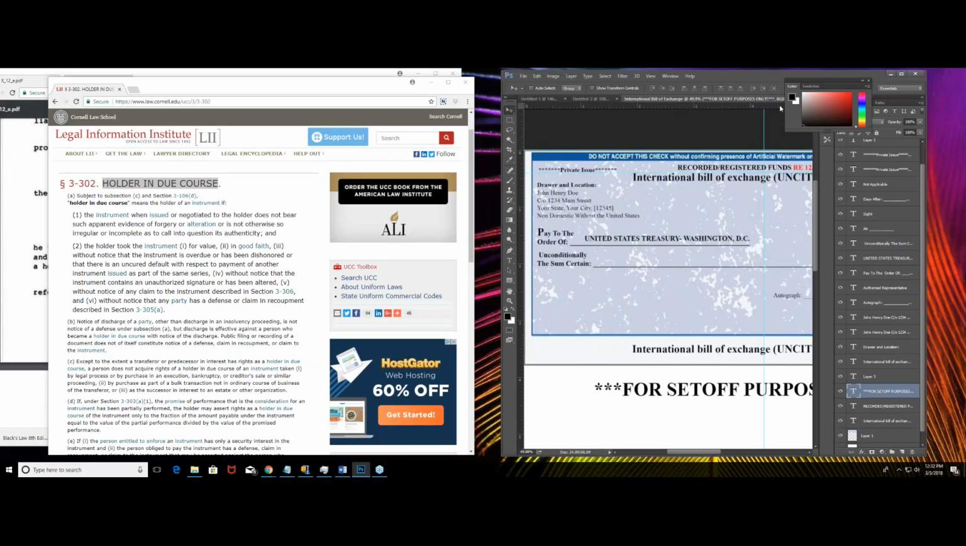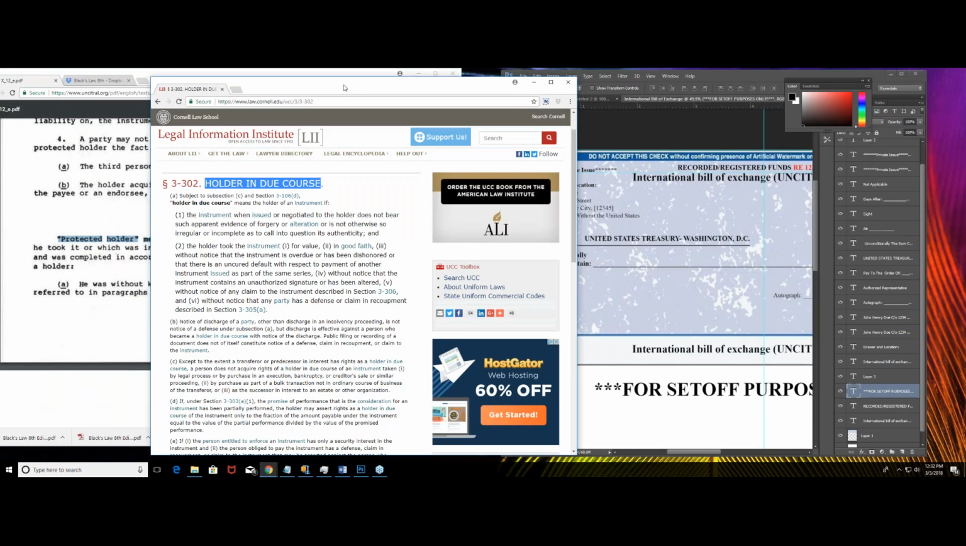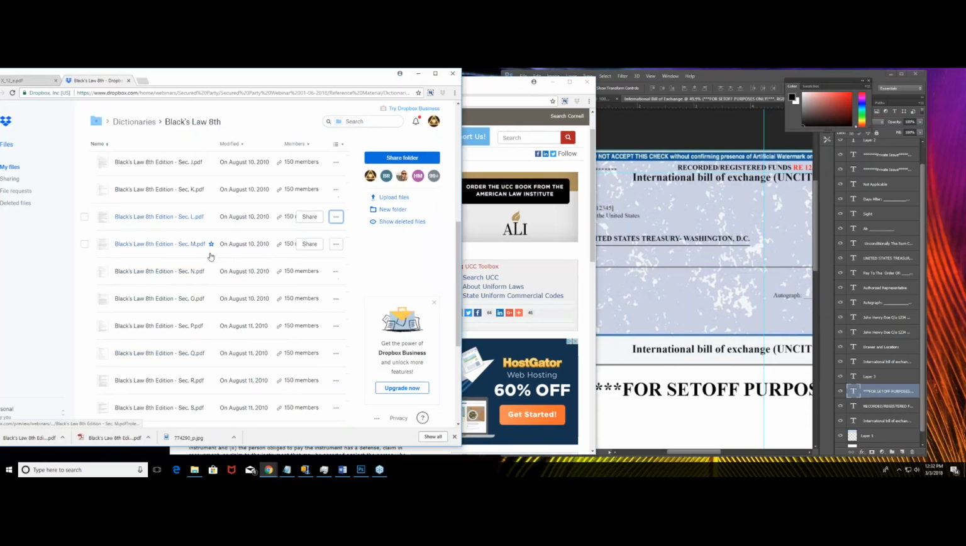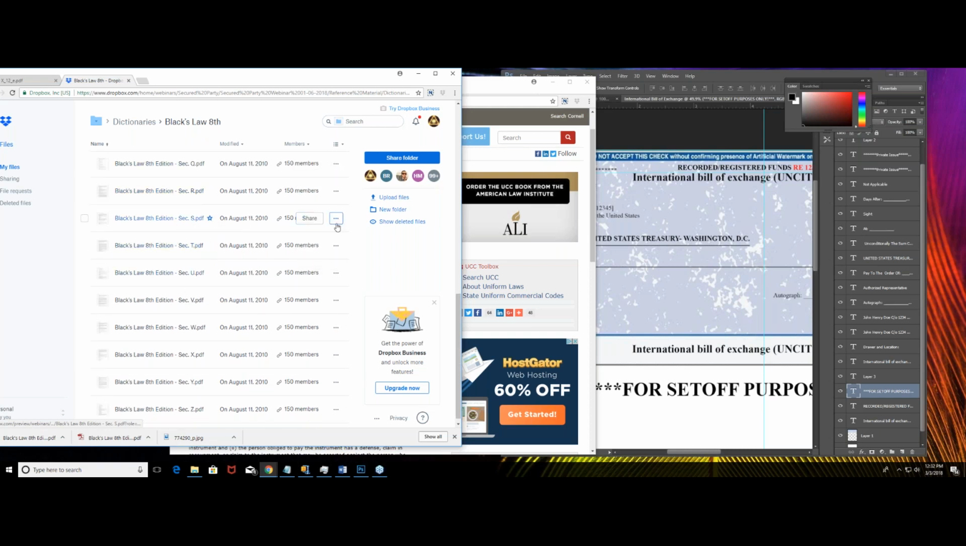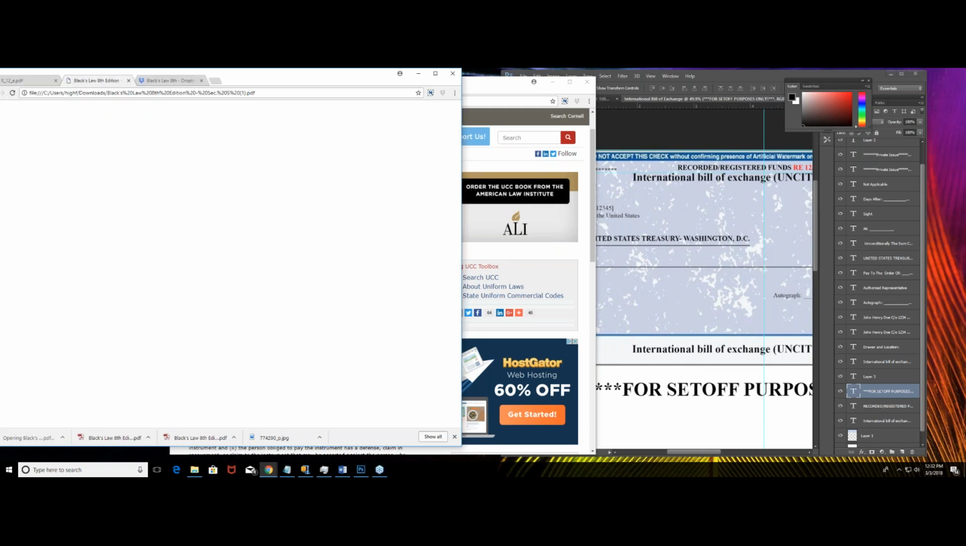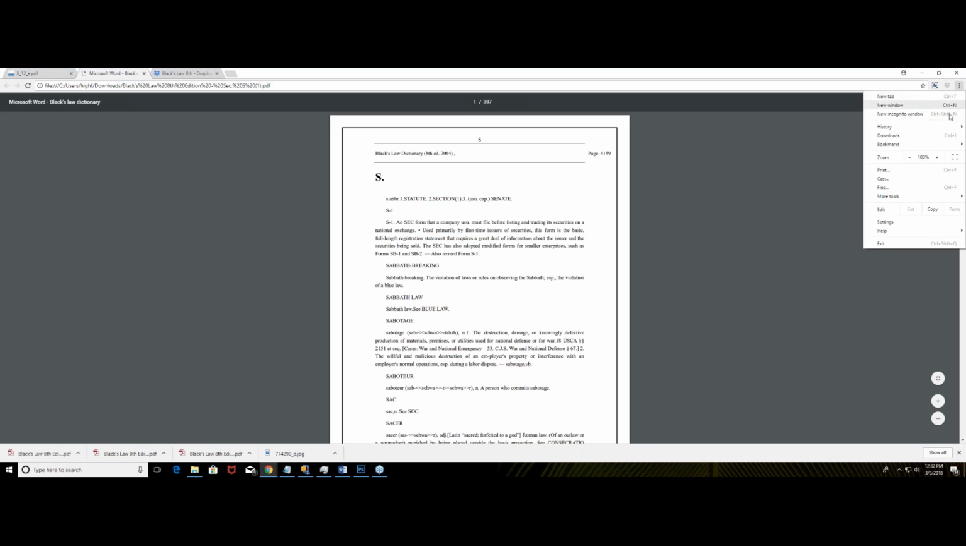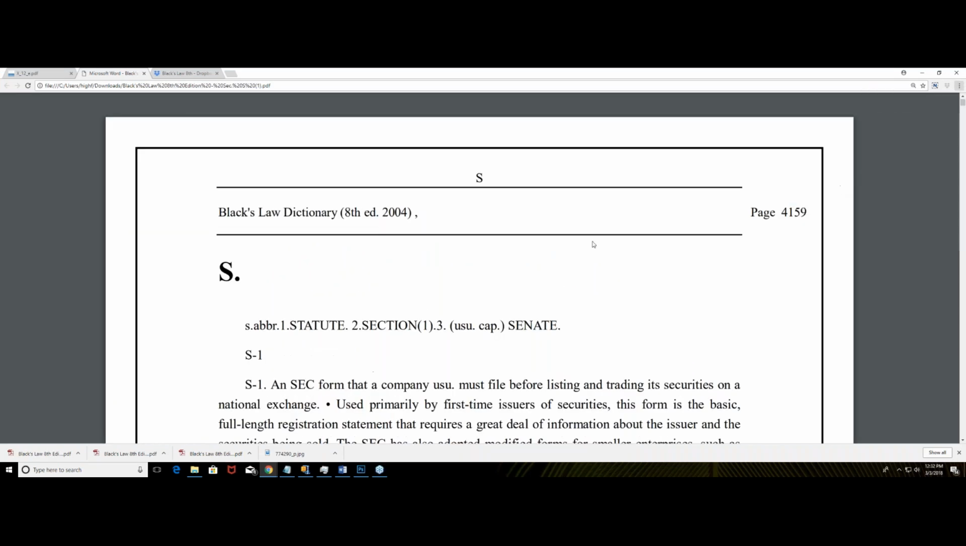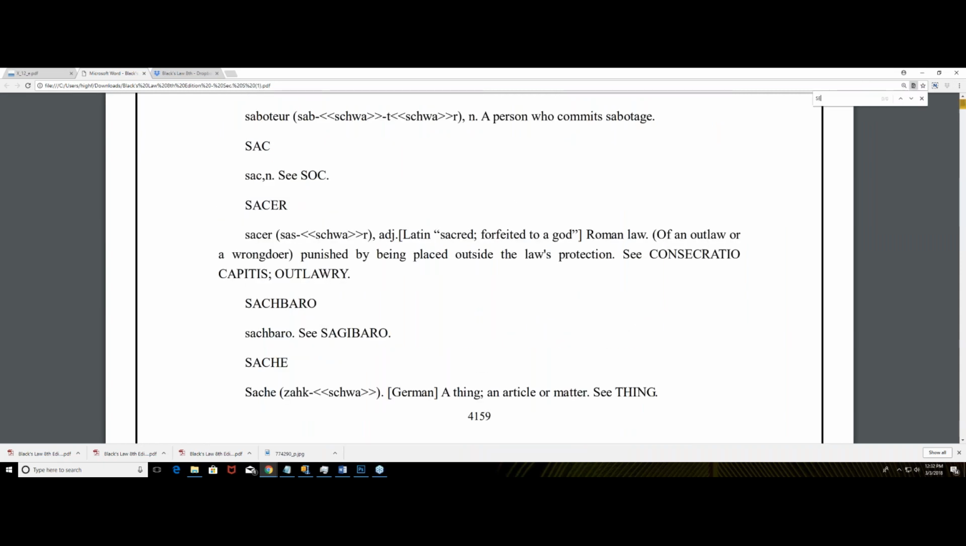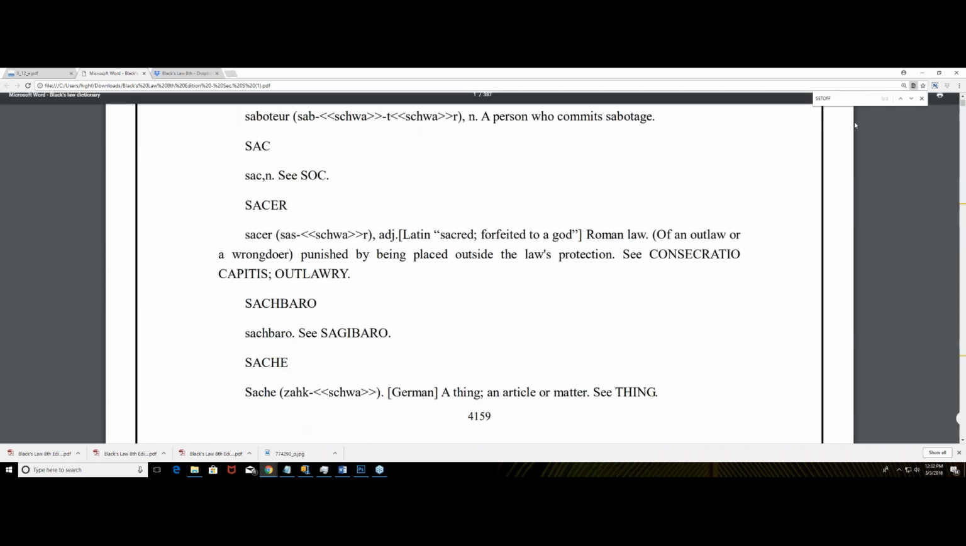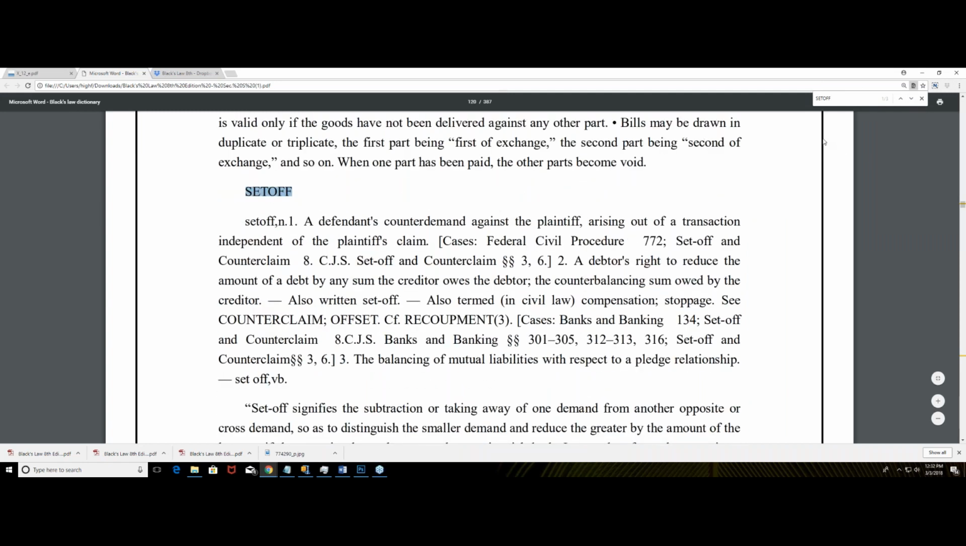What is a set off? Let's look at the definition of set off real quick. What is a set off? And where is my... All right, set off. Let's look at this real quick.